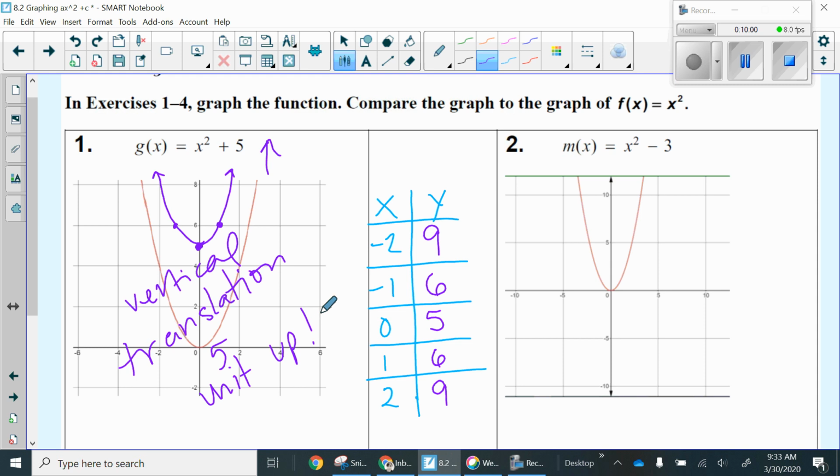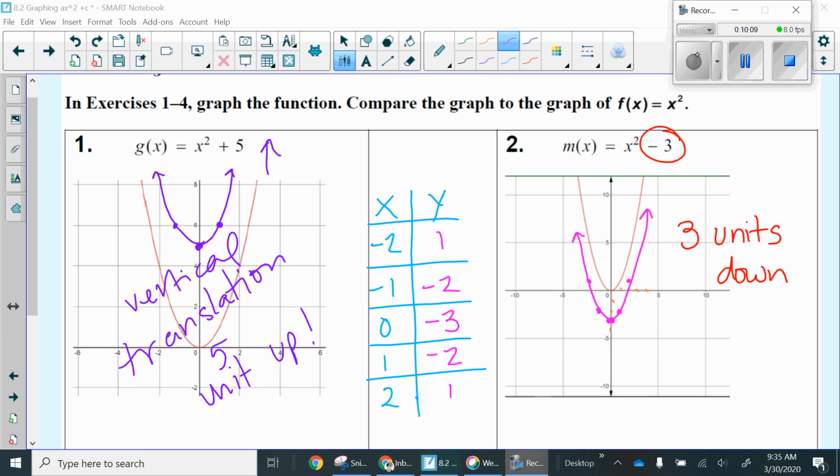So you guys try number 2. Pause, be honest, think about it. What's going to happen here? All right, so number 2, hopefully you can see and observe that you are going to be moving the parabola 3 units down, and I've made my table over here.